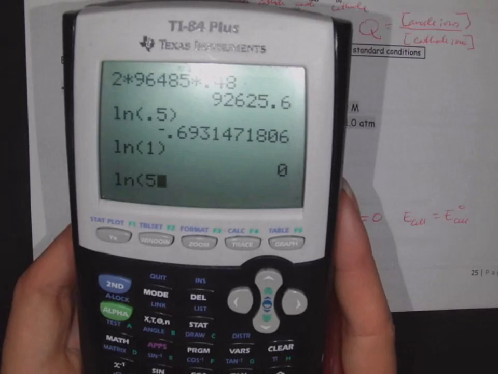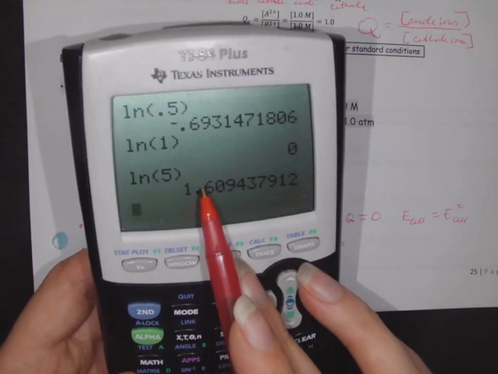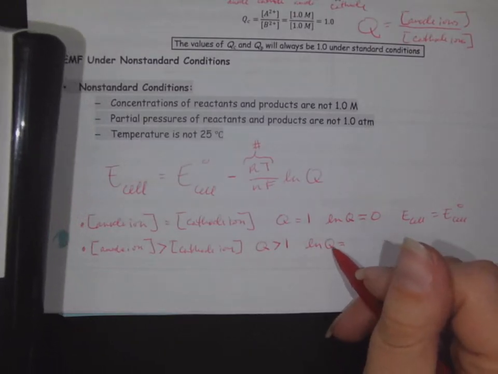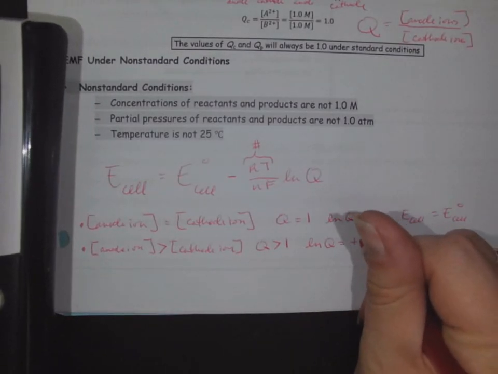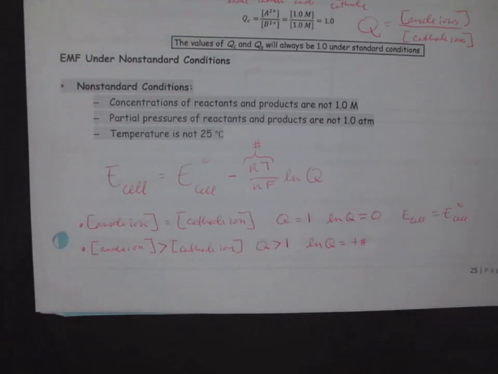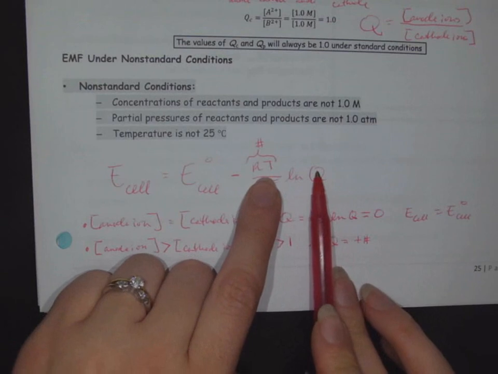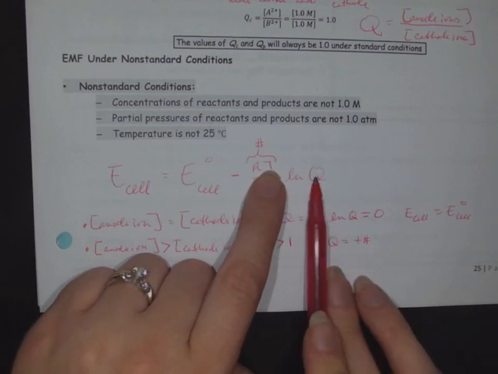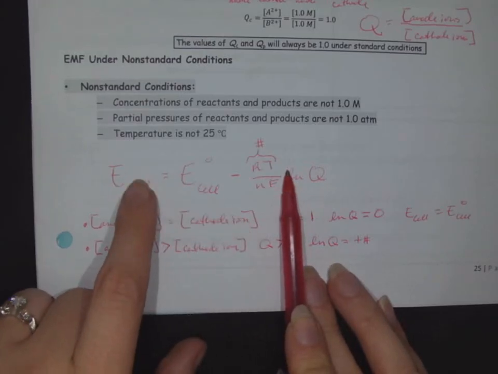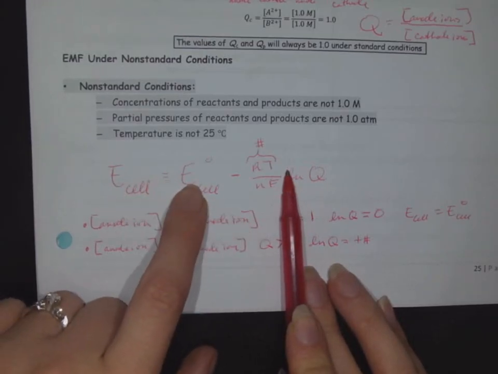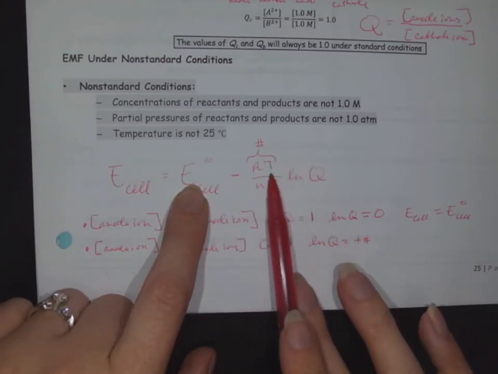It doesn't matter what I plug in, it's just some value bigger than 1. Do you see how it gives me a positive number? The natural log of a value that is larger than 1 is some positive number. Okay? If this is a positive number and this is a positive number, a positive number times a positive number gives us another positive number. And this new battery is going to have a voltage of the original battery minus some positive number.